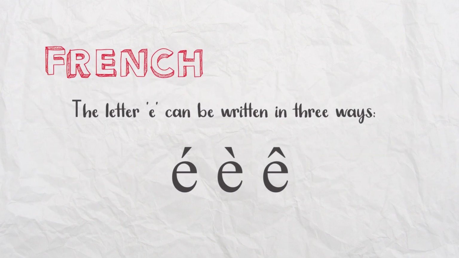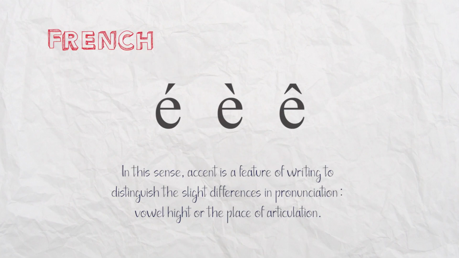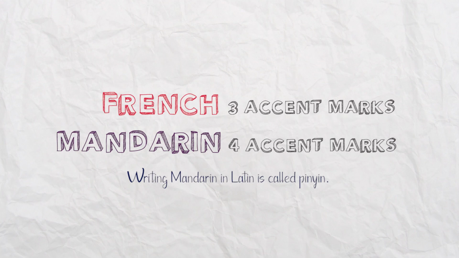For example, in French, the letter E can be written in 3 different ways: accent grave, accent aigu, accent circonflexe. Although in this sense accent is a feature of writing, it is used as a means of distinguishing the slight differences in the pronunciation, in this case in French, of E, which have nothing to do with tone. They usually have to do with height or the exact place of the vowel in the mouth. In this case, you see that in French we're using 3 different accent marks.